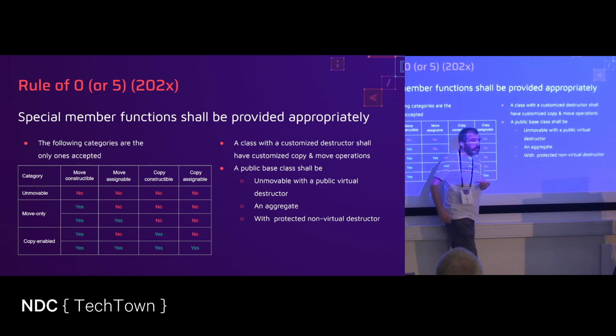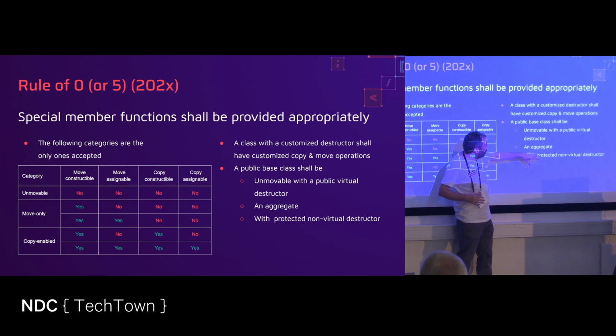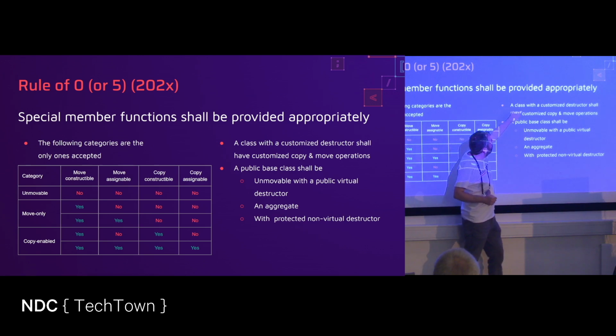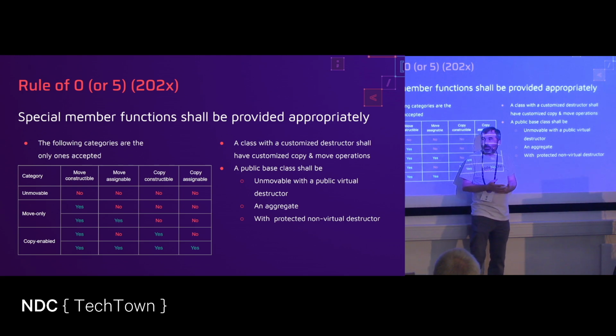And last part of the rule, it's in an inheritance hierarchy. A public base class should be one of those. So it can be an aggregate, because there are some use cases when you just want an aggregate to have aggregate initialization. It can be with a protected non-virtual destructor, when you don't intend to destroy a derived object through the base class. But most of the time, it's going to be a public virtual destructor. So this is the most common case, and that's already what we've been saying in the C++ community for years. When you have a base class, you should have a virtual destructor in the base class. And most of the time, it should be equal default. Because if it's not equal default, it's going to be a customized destructor, which means that you will have to take care of the other operations.